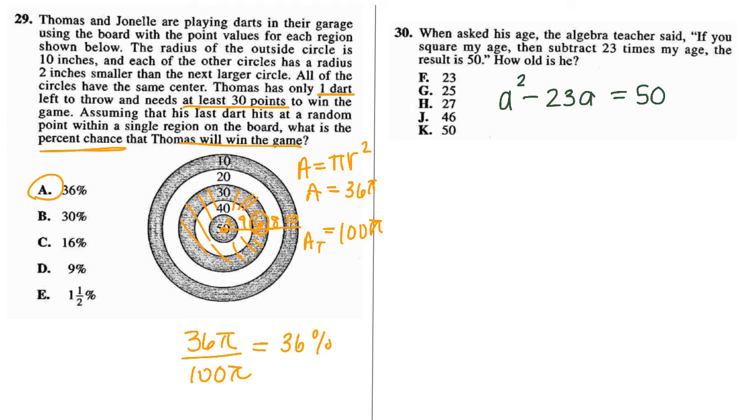Well, here you could go plug in your answer choices. You can certainly do that. You can even factor this and say A times A minus 23 has to be 50. And look at your answer choices. So if I plug in 23, that's going to give me 0. So it can't be F. If I plug in 25, would that do? So that's going to be 25 times 2. Oh, that works. So it's going to be answer choice G.